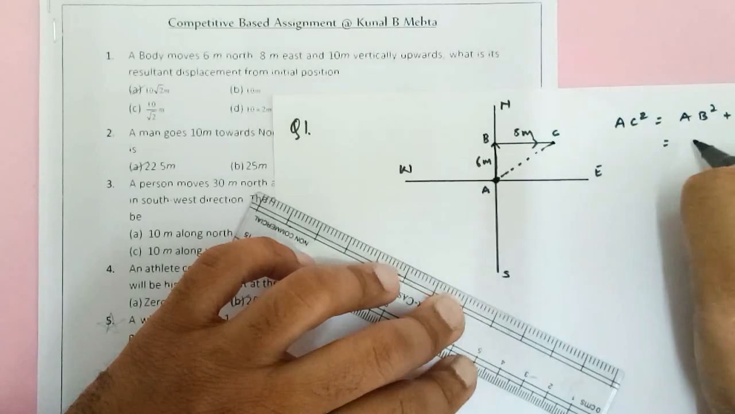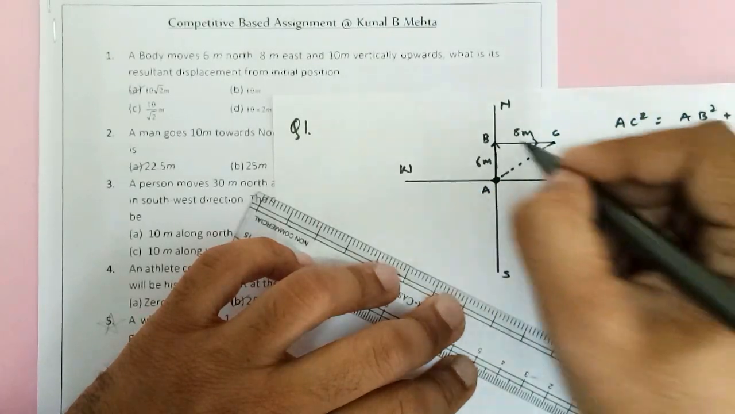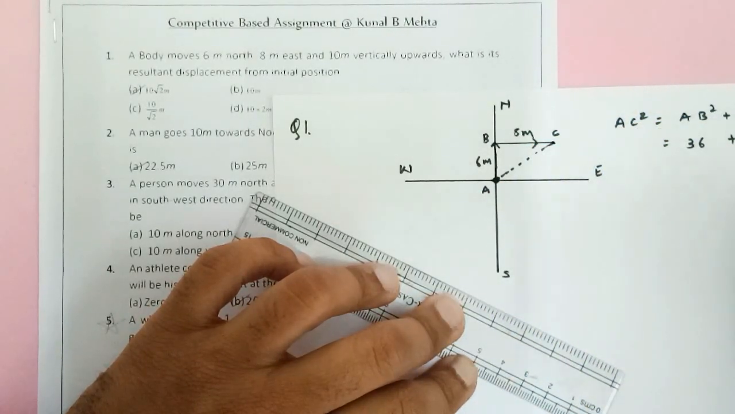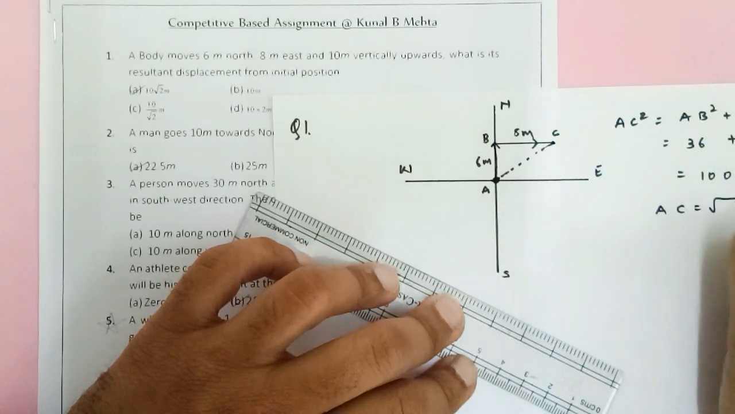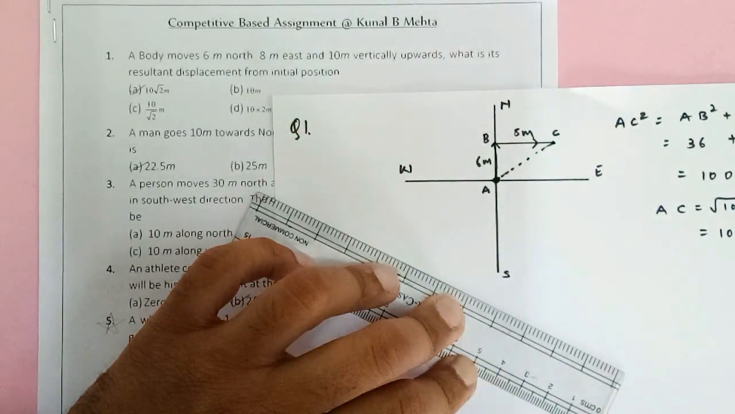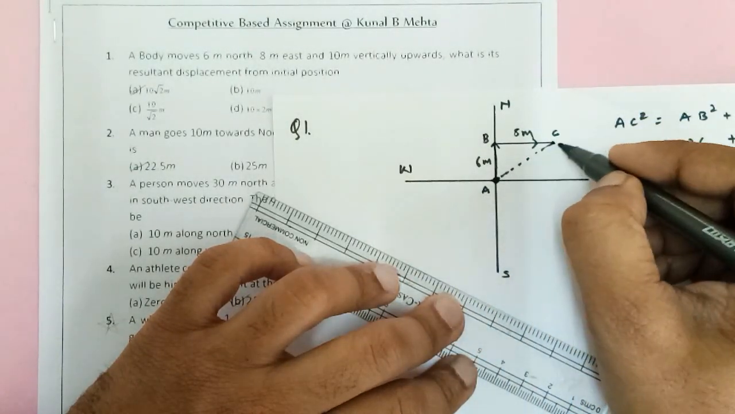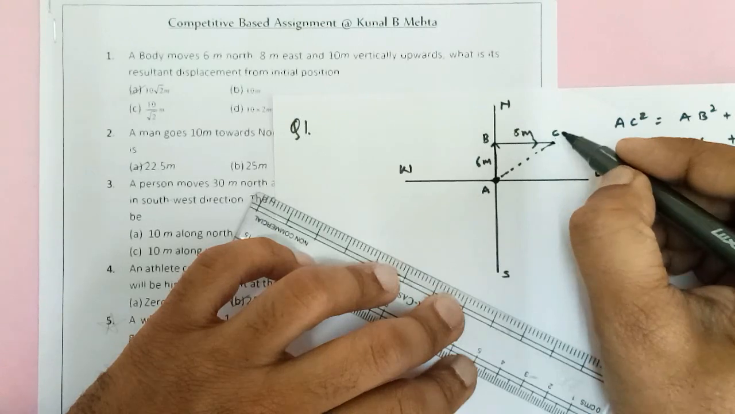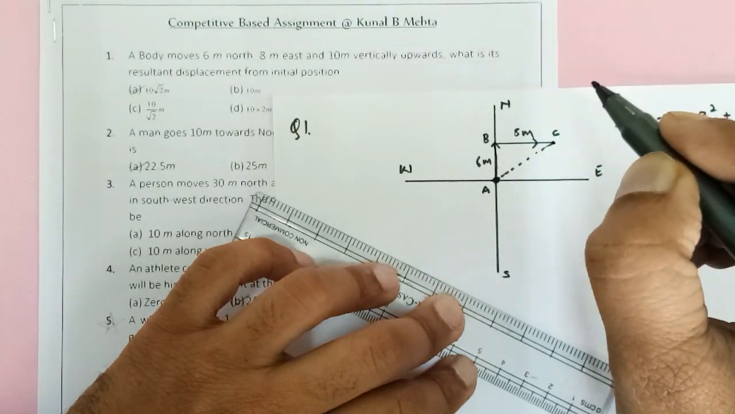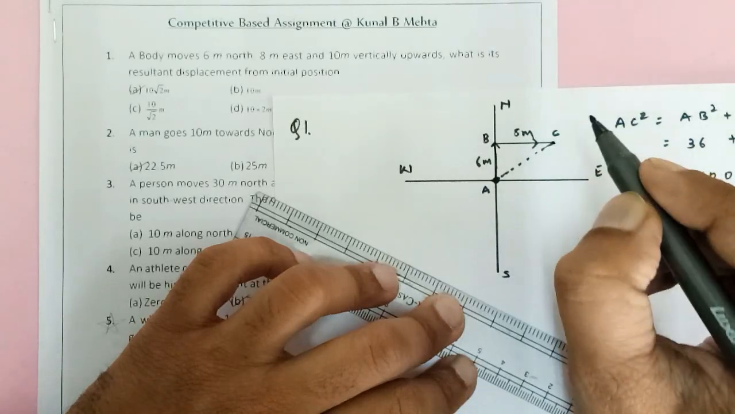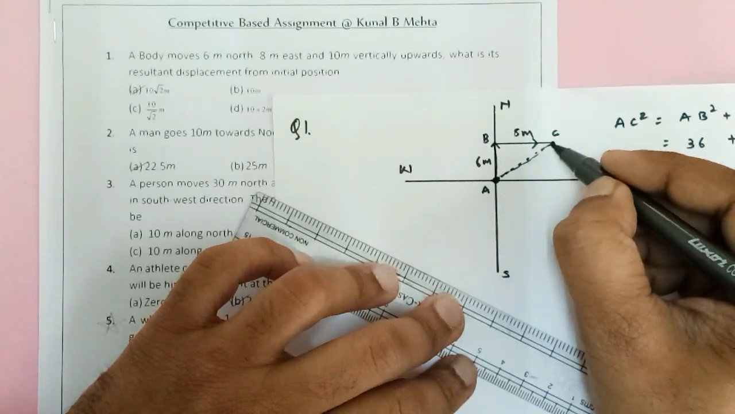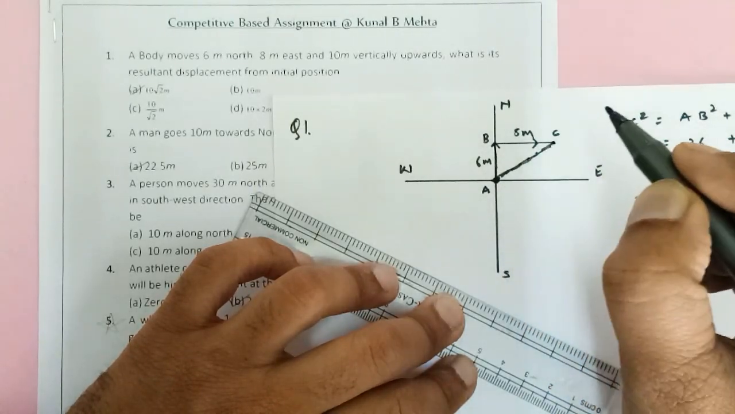This is 6 square, so 36. Plus this is 8 square, so it is 64, so this is 100. So AC would be equal to root of 100, that is equal to 10 meters, right? So this distance is 10 meter. Now again you are going vertically up by 10 meters. So from point C you are going 10 meter. So this is 10 meter, this is again 10 meter.